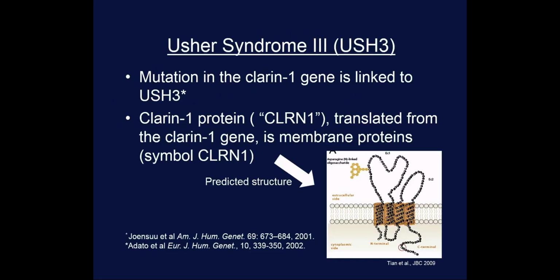Mutation in the Clan1 gene is linked to Usher type 3. Clan1 gene codes for Clan1 protein, which is a membrane protein as depicted in the lower right corner of the slide. Please note the yellow molecule attached to the extracellular loop of Clan1. This sugar molecule is attached to amino acid asparagine, single letter code N. I will talk a bit more about it in the next slide.